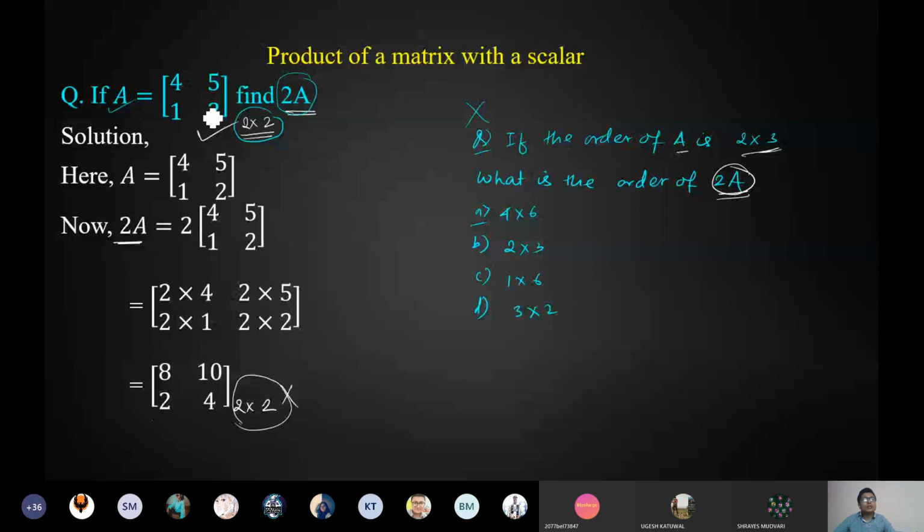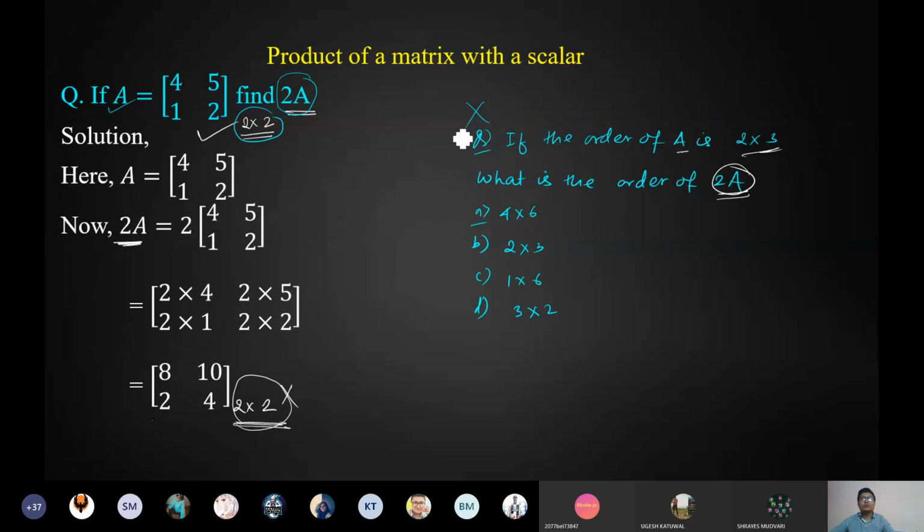This matrix is of the order 2 by 2. Here, A has the order 2 by 2, isn't it? So we found this matrix 2A here. See, we got the matrix 2A. This is 8, 10, 2, and 4. What is its order? 2 by 2. If you multiply a matrix with a scalar, its order does not change. Do you understand or not? Since the order of A was 2 by 2, the order of 2A is also 2 by 2 here.